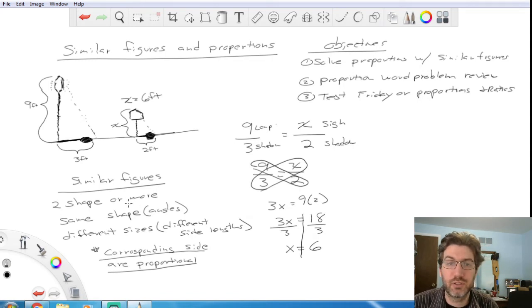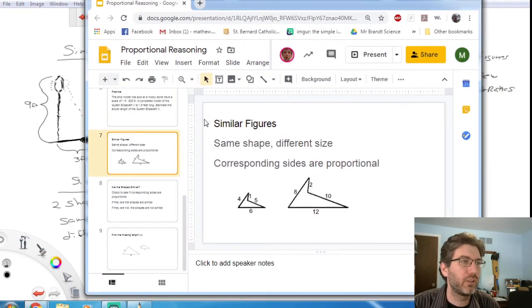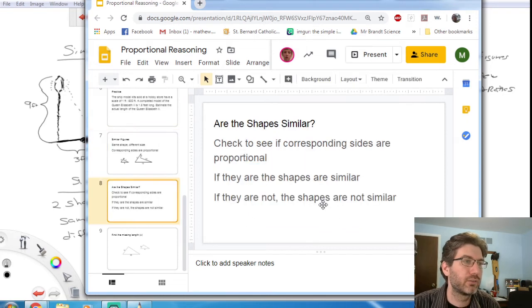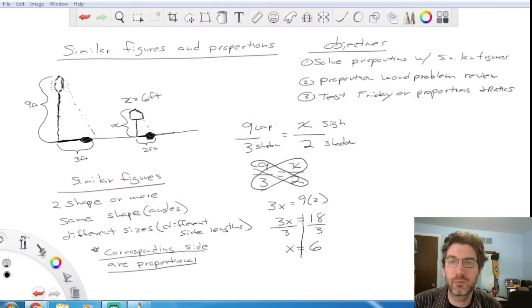Should you take notes on this, again, we're following right here. This is what you need to know. Similar figures, same shape, different size, corresponding sides are proportional. So you know the 4 and the 8 is equal to the 1 and the 2. Right? And it goes in there. So if you want to follow along with that, currently Eli is the only one looking at it, you can.